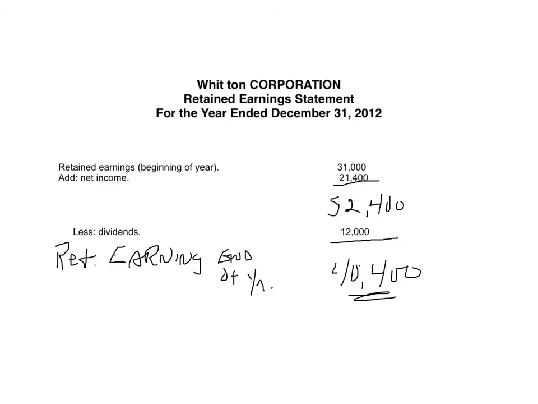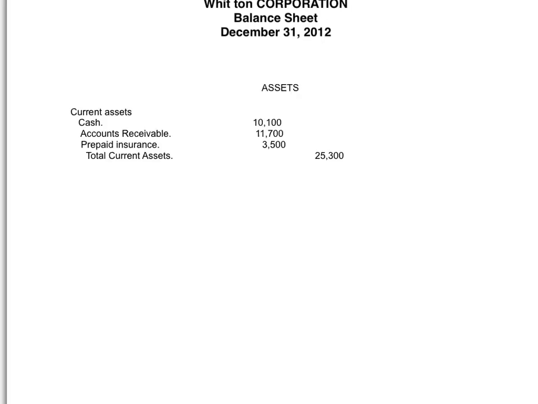And remember, it's a classified balance sheet. Now the heading of the balance sheet: Whitton Corporation Balance Sheet as at December 31st, 2012. Recall, this is a snapshot of what the business looked like in terms of the assets it has, the people it owes, and the investment that the shareholders have in the company as at the end of business, December 31st, 2012. So we start off with the assets, and we start off with current assets.